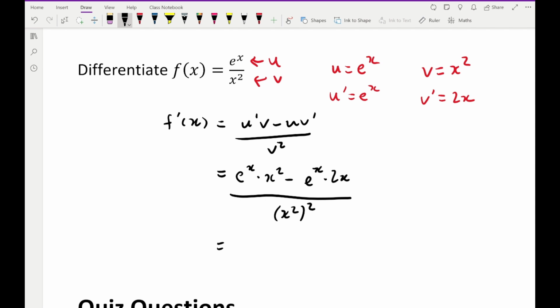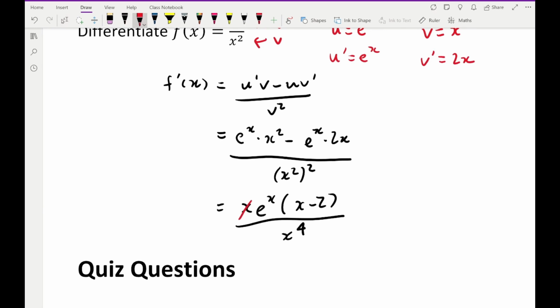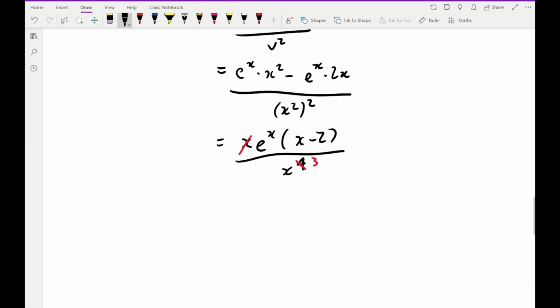So again, if I want, on the top, I could pull out a factor of x and e to the x. What am I left with? Well, I'm left with x, take away 2, over x. Well, x squared squared would be x to the 4. Nice little thing you can do here is cancel off that x with one of the ones down here. And then that simplifies us down a lot more. So you get e to the x, x take 2 over x cubed.